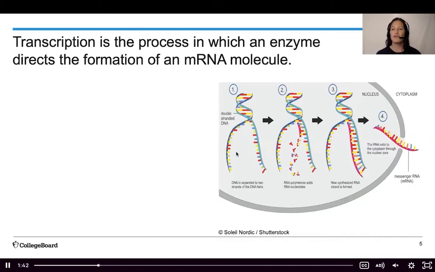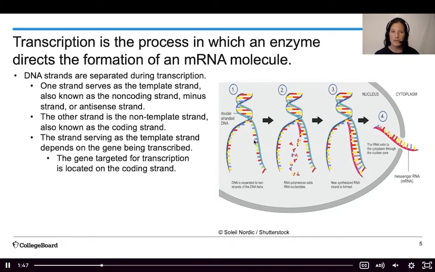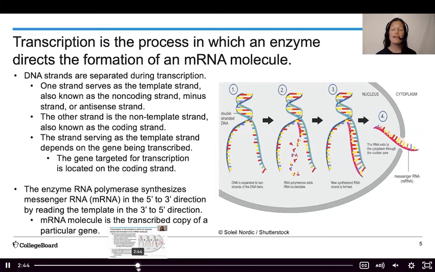So here's a little diagram of the process of transcription. First, you have to unwind the DNA. Then this enzyme called RNA polymerase has to add RNA nucleotides, and you can see that's them being added there. That's what the RNA polymerase is for. And then the newly synthesized RNA strand is here, and you see how it matches up with one side of the DNA called the coding strand. And then there it goes off out into the cytoplasm to go to the ribosome, but that's not transcription.